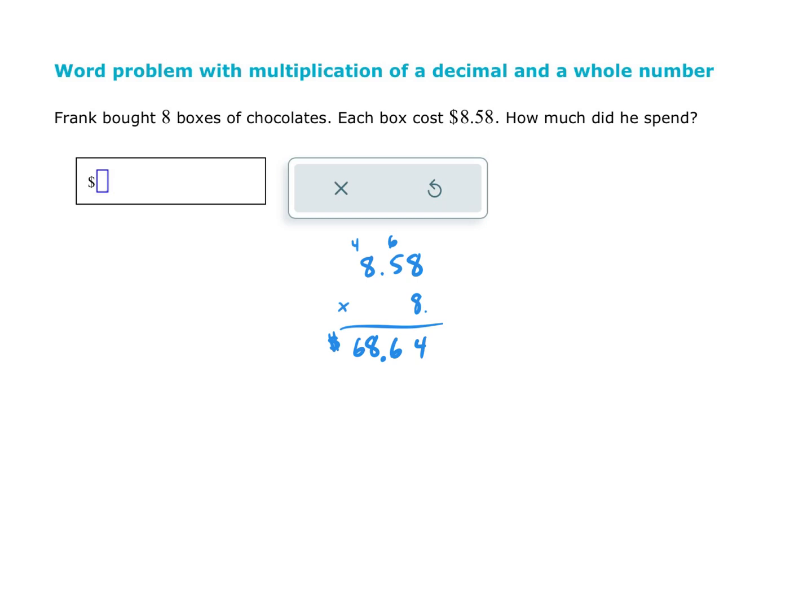If you want to see why we do this method when multiplying decimals, I do also have a video that explains the traditional algorithm for multiplying decimals.